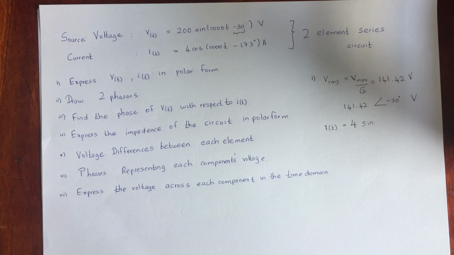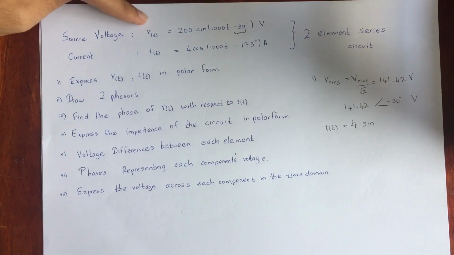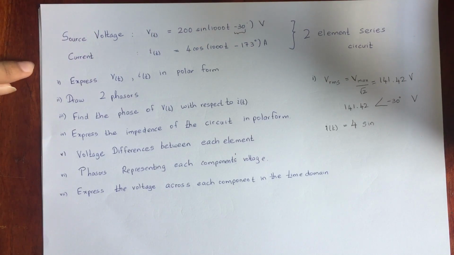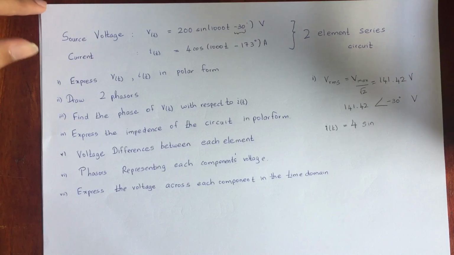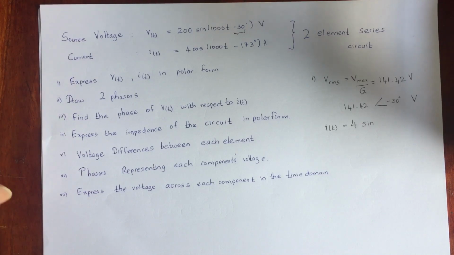Okay, without wasting our time, we can directly jump into the question. In this question they have given the source voltage with the respective time domain equation. Likewise they have also given the equation for the current, and they have mentioned there is only a two-element series circuit. After that they are asking these 7 questions.